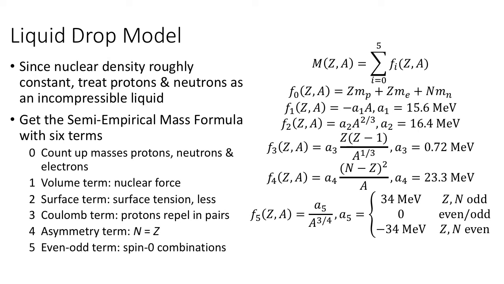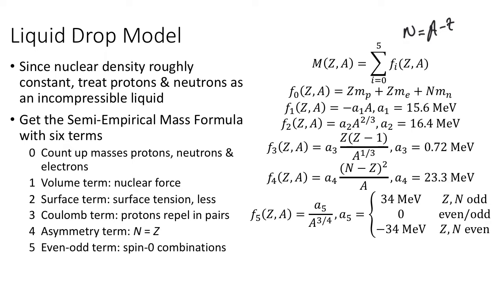So this semi-empirical mass formula has 6 terms. Here we have the mass as a function of the number of protons, Z, and the total number of atoms. Often I'm going to interpret this with an N, where N is just A minus Z. So I'll use that throughout.